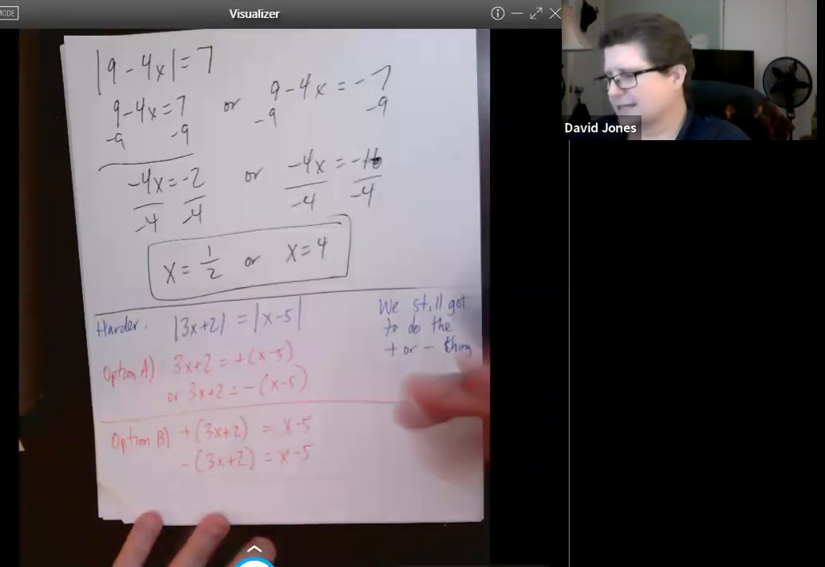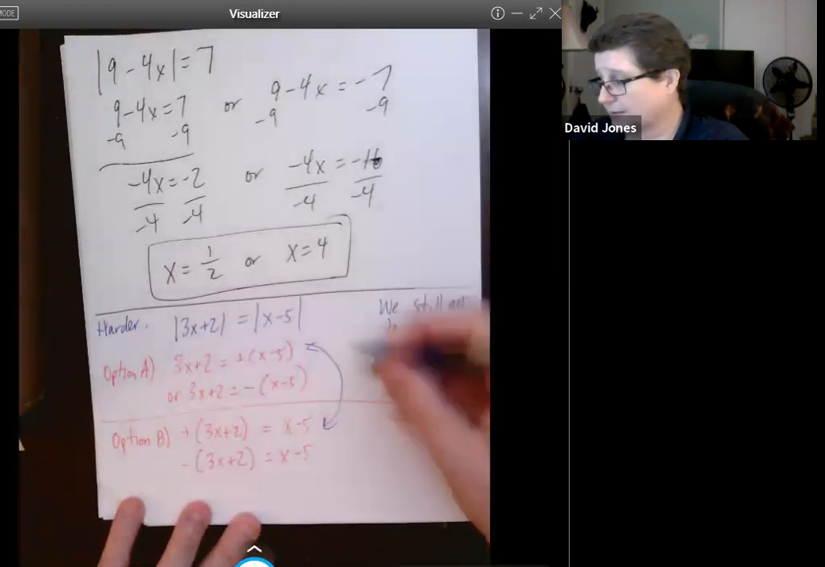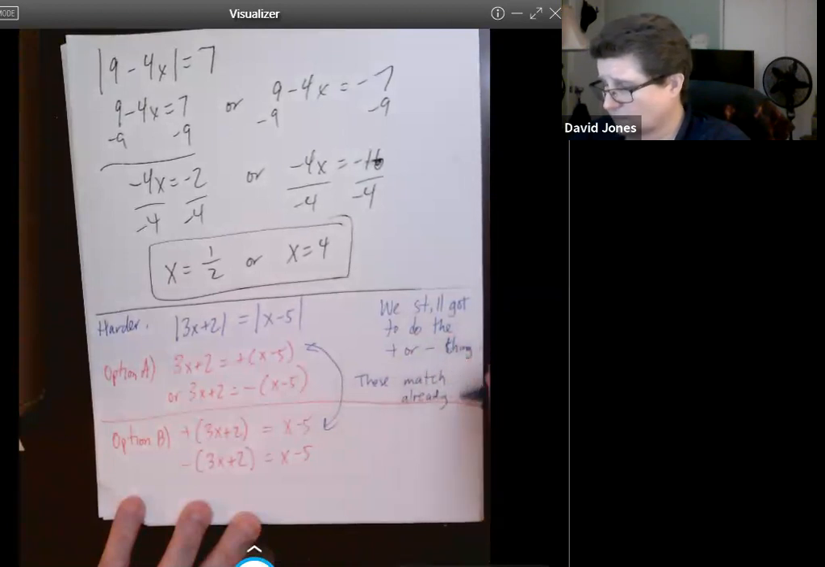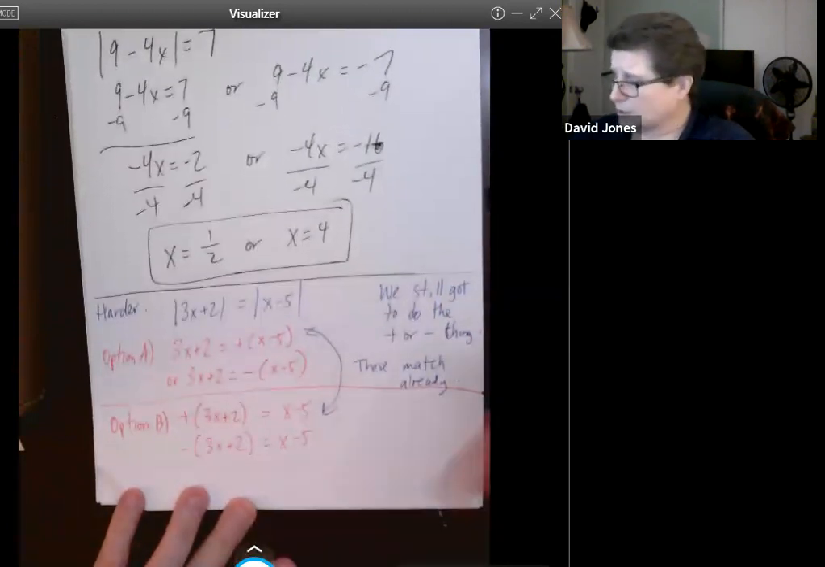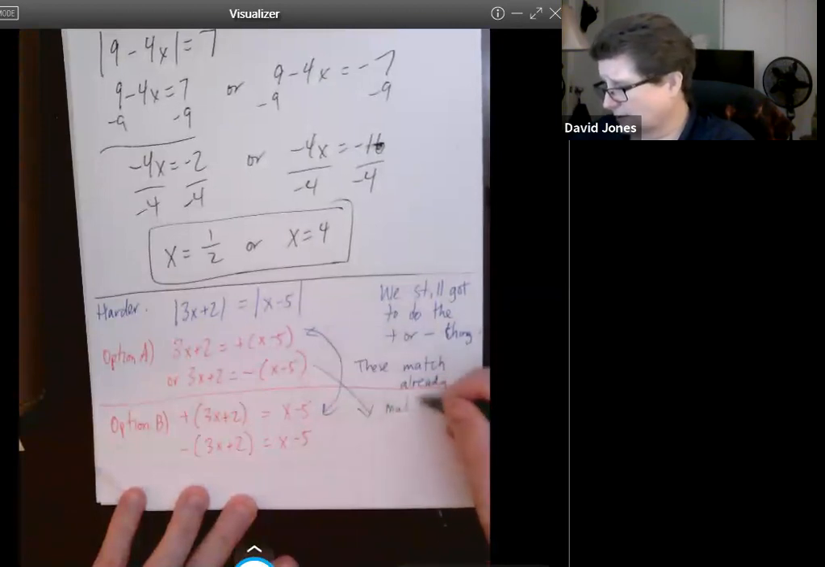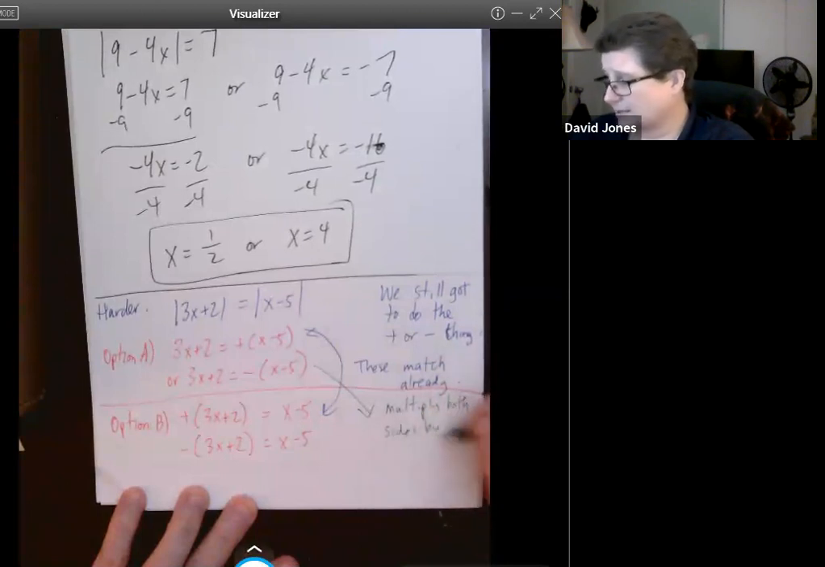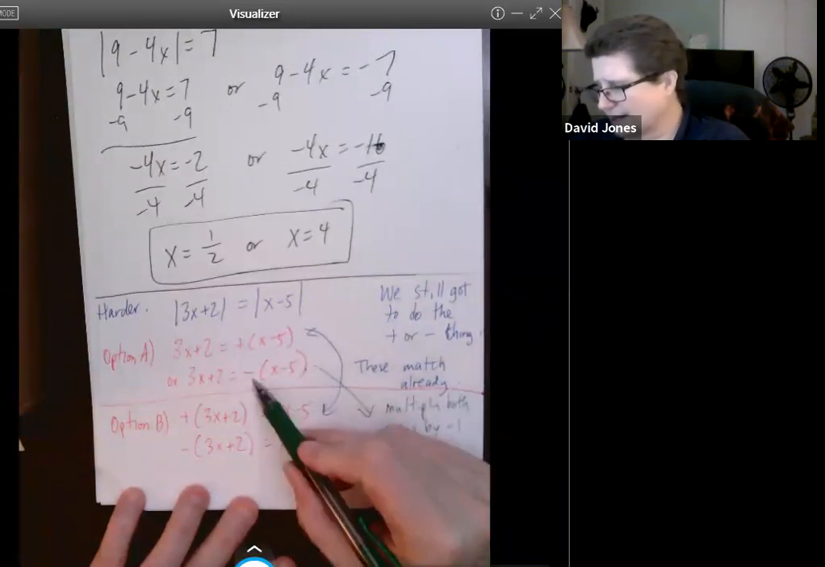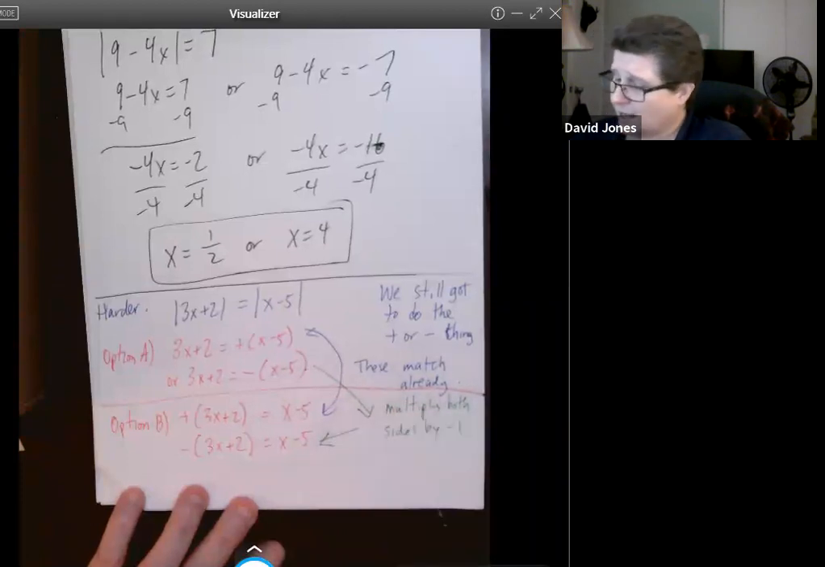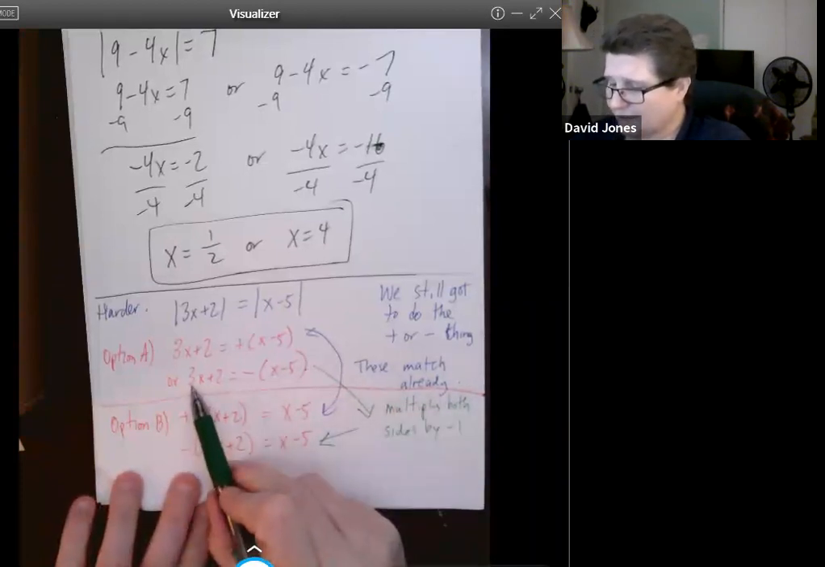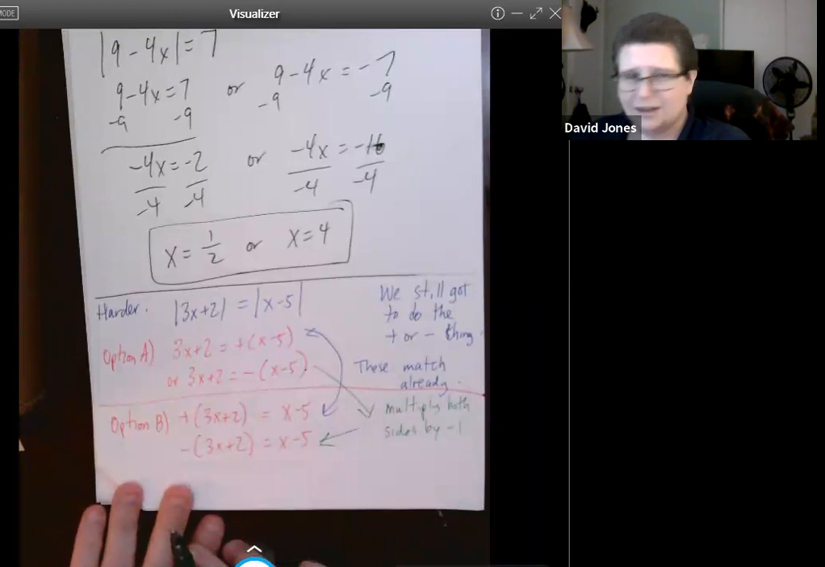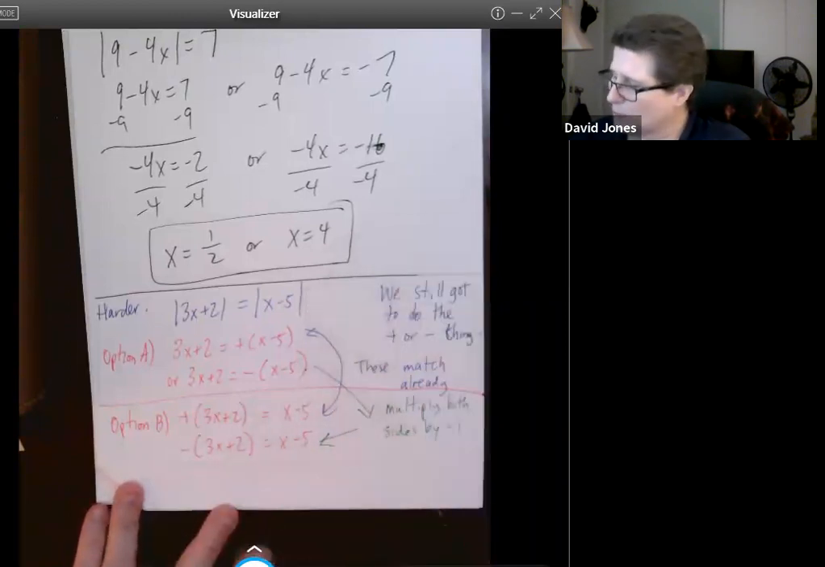Now, it's easy to see the top ones already match up. These match already. If I multiply both sides by negative 1, it makes the right side positive, that x minus 5, and everything on the left side changes sign, making it negative. So those two are equivalent also. It's usually easiest to do option A. Most people go with option A.